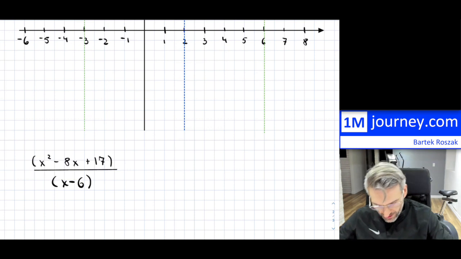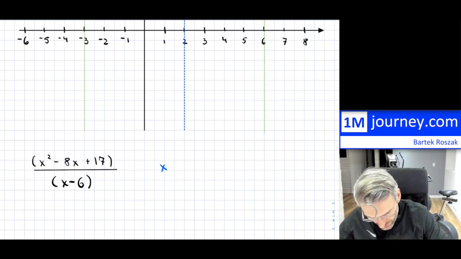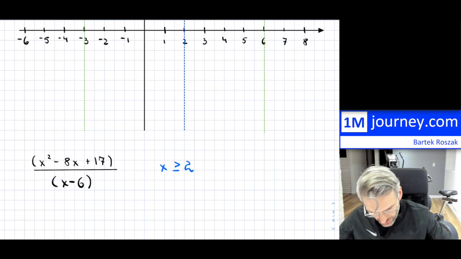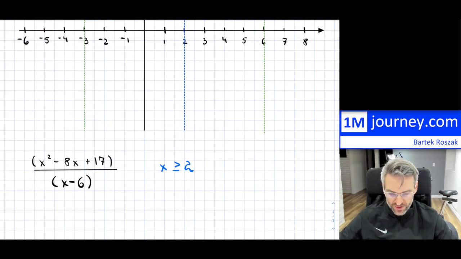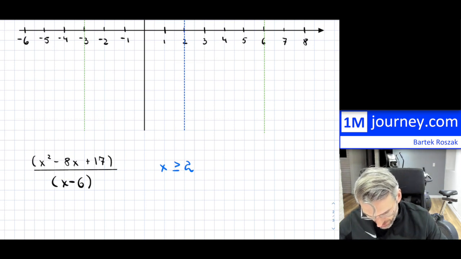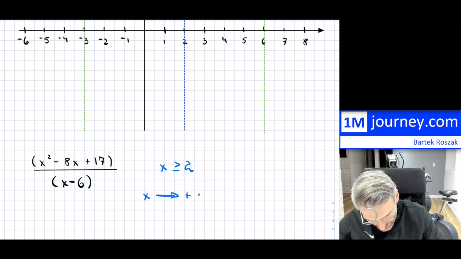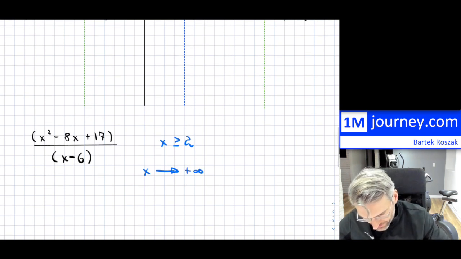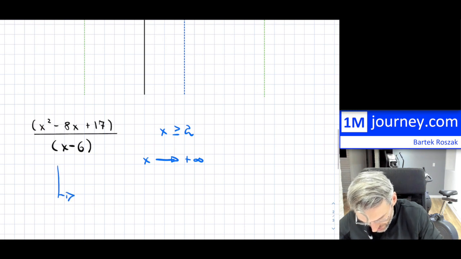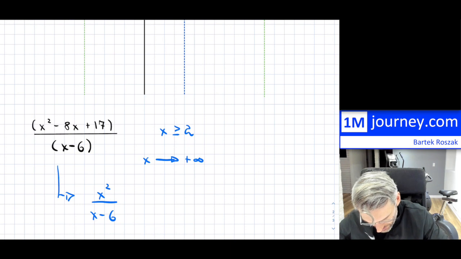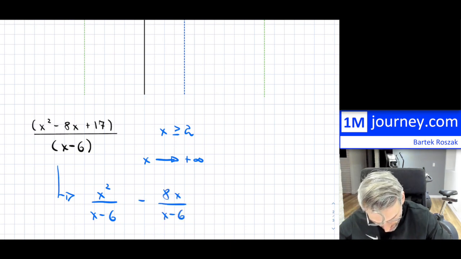So that's really the function for x greater than or equal to 2. I removed just that hole. We'll worry about the hole afterwards. So if you let x tend towards positive infinity, and this is a neat exercise for yourself, what you really have is x squared over x minus 6, minus 8x over x minus 6, plus 17 over x minus 6.